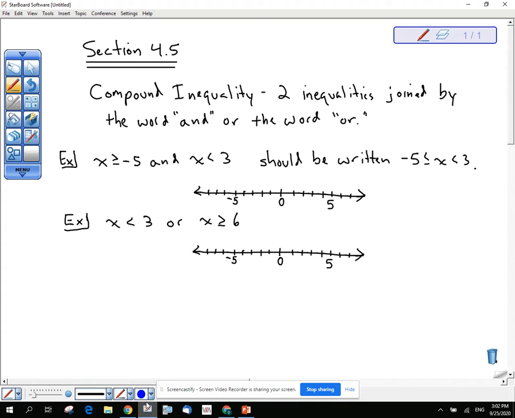You got two kinds of compound inequalities. One of them is what I often refer to as the and situation, and the other one is what I refer to as the or situation. Please take a look at each. In this example, they're using the word and.